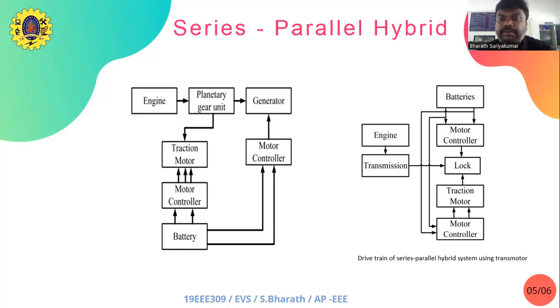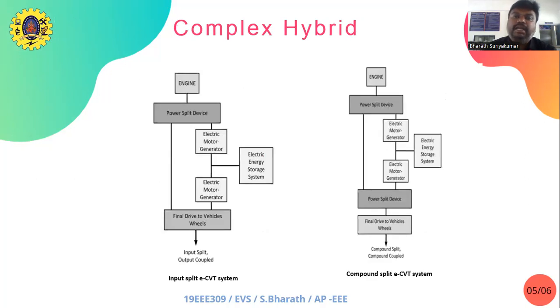So here you can see from the battery, you are giving to a motor controller and you have a lock mechanism where you can get the input from the engine or transmission. Then there comes the motor controller and the traction motor. You can see the arrow mark, which from the battery, you can directly give it to the motor controller, then the traction motor and the lock. So both two motor controllers are there. One is a motor controller and second one is a traction motor. So you can control by two different mechanisms. So this is one of the advantages of series parallel hybrid system.